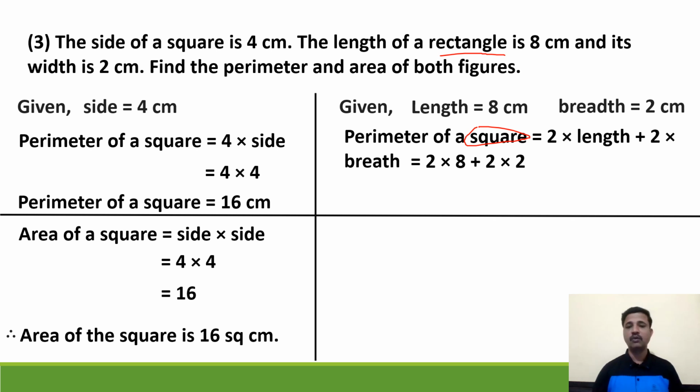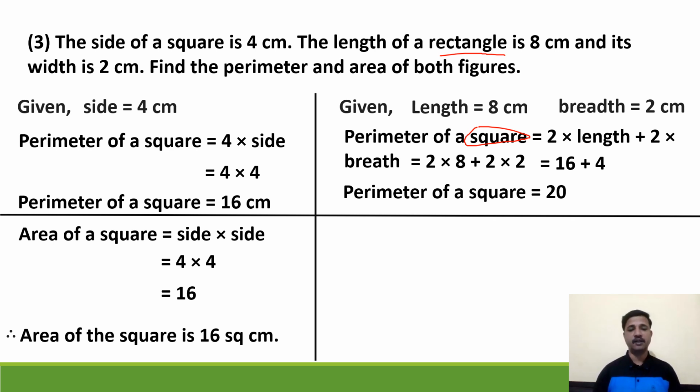Okay. So 2 multiply 8 plus 2 multiply 2. That is 2 multiply 8 is 16, 2 multiply 2 is 4. So 16 plus 4 equals 20 centimeter. Perimeter of rectangle is 20 centimeter. Correct? इथे बघा, स्क्वेअरची इथं फक्त रेक्टेंगल करा तुम्ही.